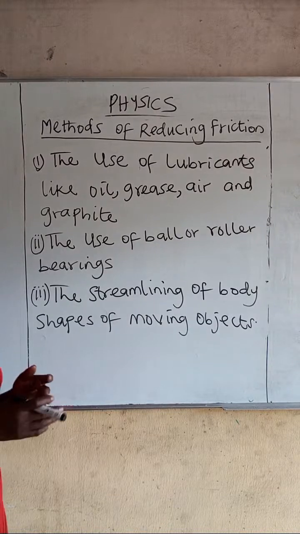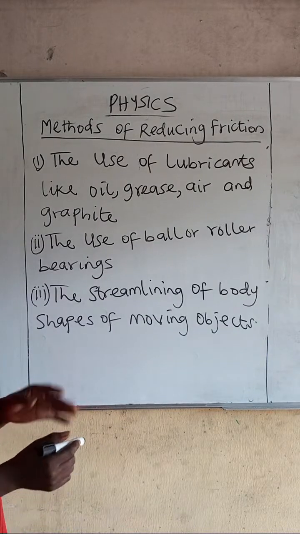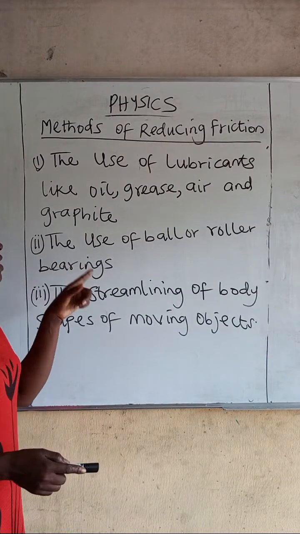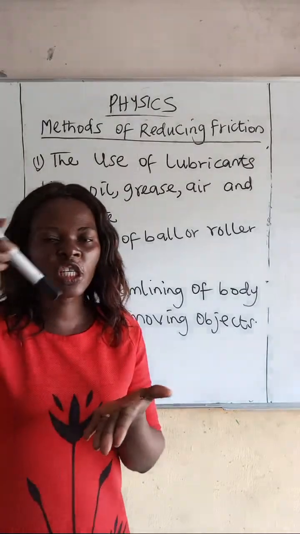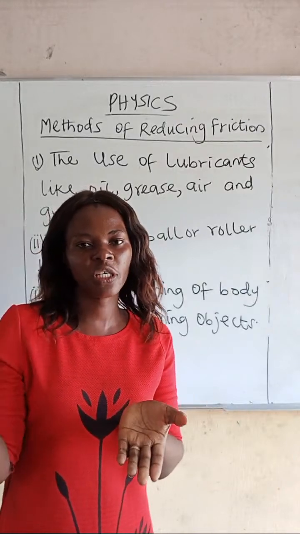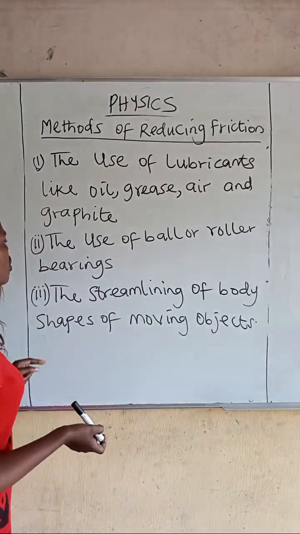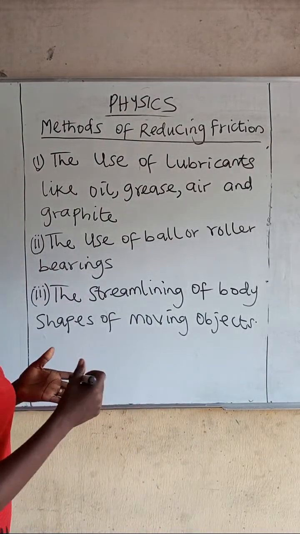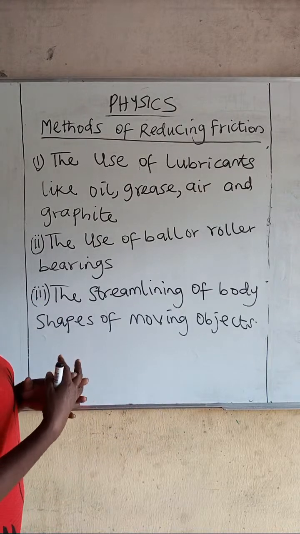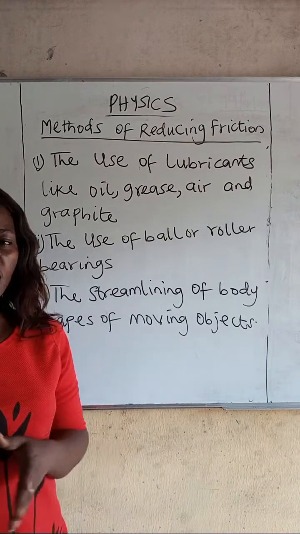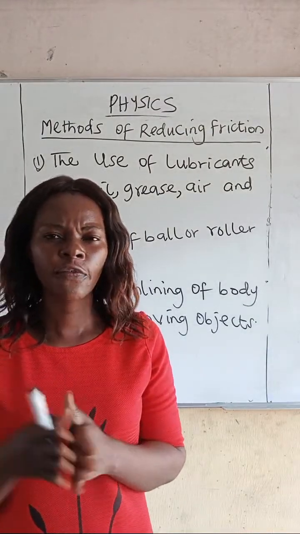Okay, so these are the ways in which we can reduce friction. One, the use of lubricants like oil, grease, air, and graphite. How do we use these lubricants? By applying them on the metal parts of our machine or engines, so it can work effectively. Number two, the use of ball or roller bearing. Then the use of streamlining of body shapes of moving objects. So these are the ways in which we can reduce the effect of friction.